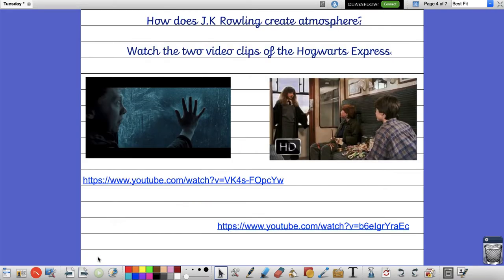Okay, so today we're going to look at how J.K. Rowling creates atmosphere. So the word atmosphere describes the setting, but not just the setting, what we see, but how that makes us feel as well.